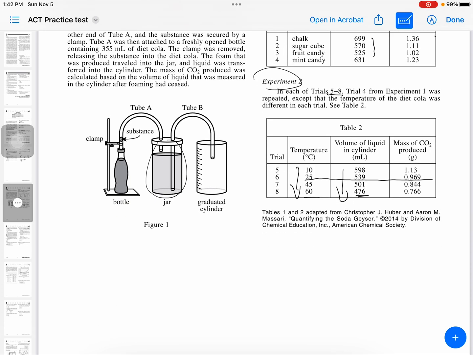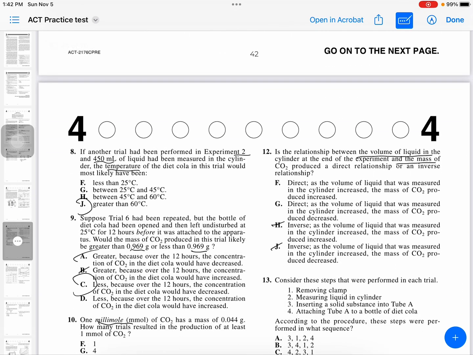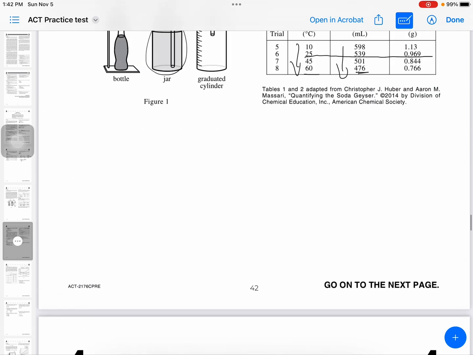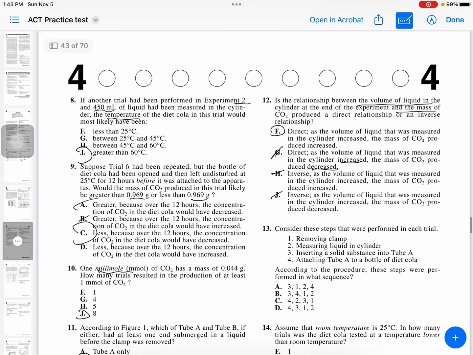As volume decreased, the mass decreases, and so that's direct variation. The volume of liquid that was measured in the cylinder increased, the mass increased. Yeah, that's the exact same thing. Direct is increase, increase, or decrease, decrease. And so moving from trial 8 to trial number 1, the volume increases, the mass increases.